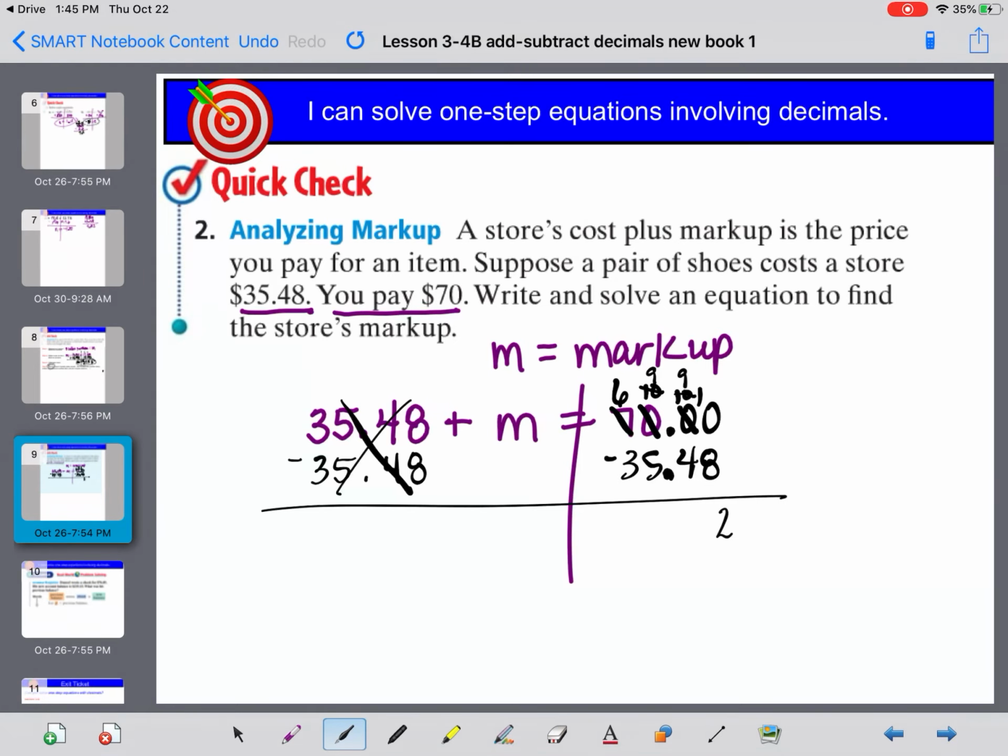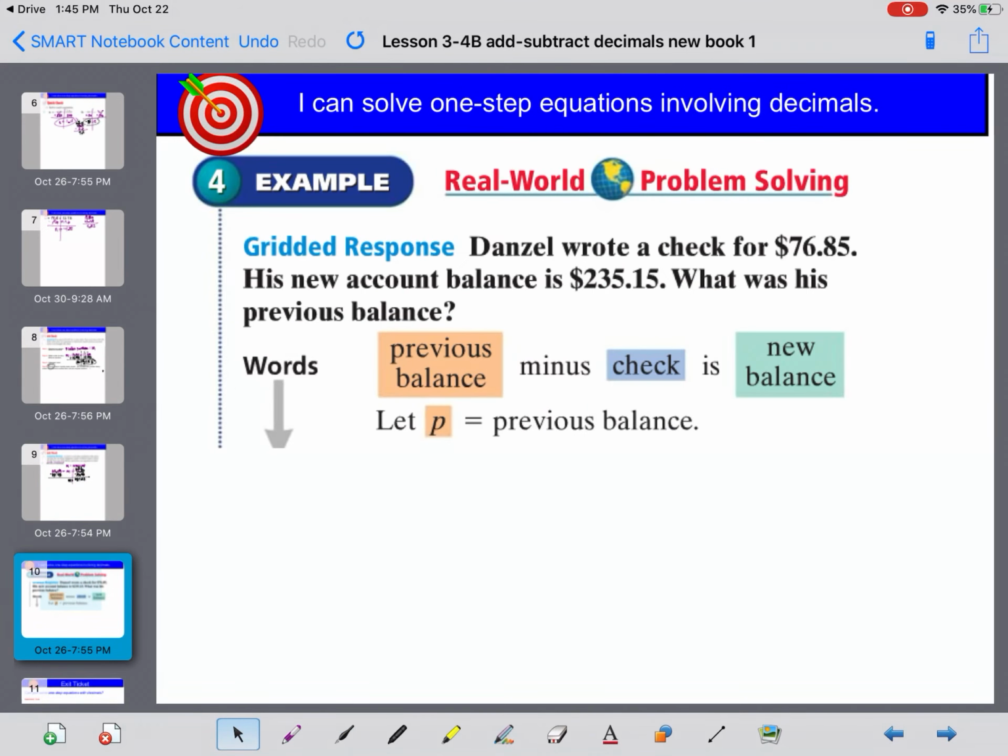10 minus 8 is 2. 9 minus 4 is 5. 9 minus 5 is 4. 6 minus 3 is 3. The entire amount that the store marks up the shoes is $34.52. That would be the store's profit. All right, try this one.